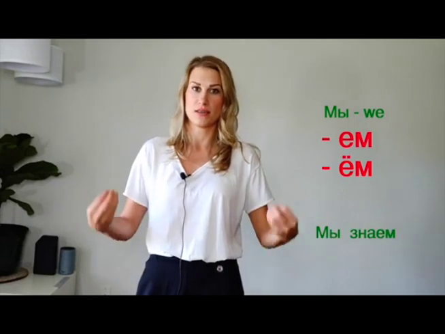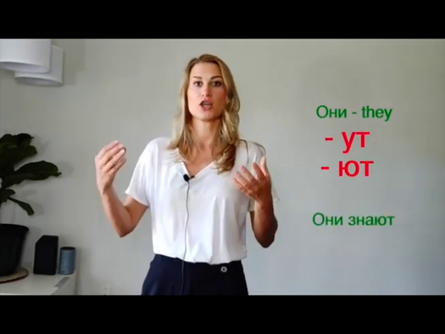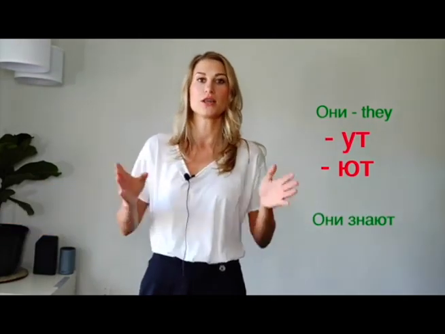Мы знаем. And when we say plural third person, which is они, they, we say ут or ют. So in this case, we say они знают. Okay, so just remember that we are going to add more layers on top of these forms, right? Я знаю, ты знаешь, вы знаете, он, она знает, они знают, и мы знаем. So just remember this for now.